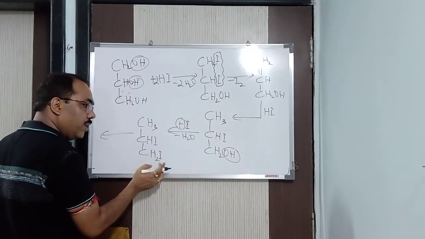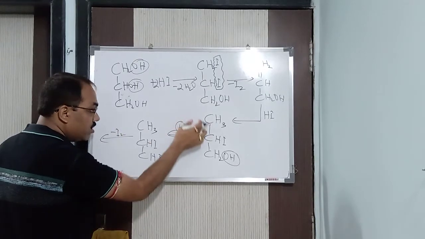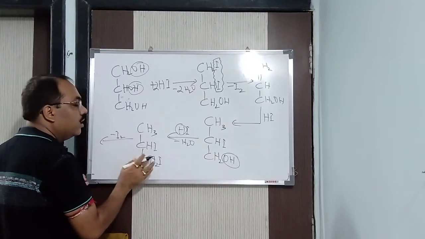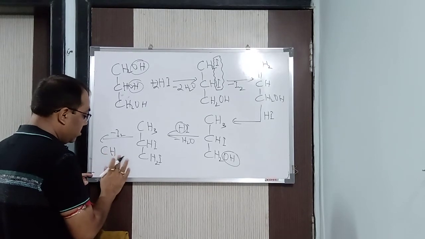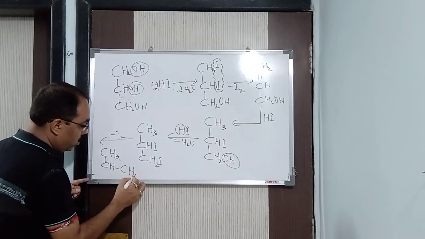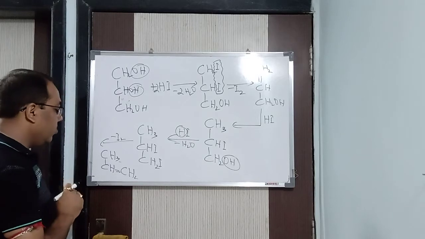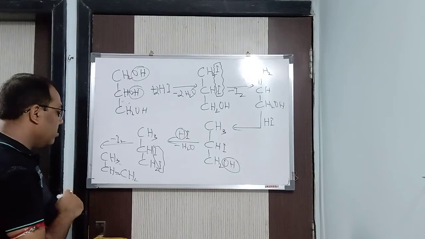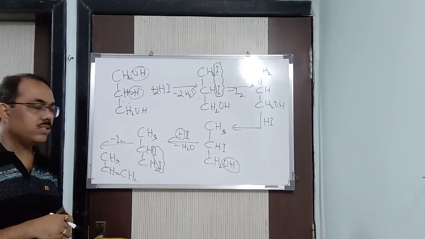Again, the iodines will repel one another, so I2 will be released. Because this is quite stable, if I want, it will be possible, but then it will form an unstable product. So hence what will I get? CH3 single bond CH double bond CH2. Iodine will be released, this I2, and we will be getting this particular product, CH3-CH=CH2, that is propene.